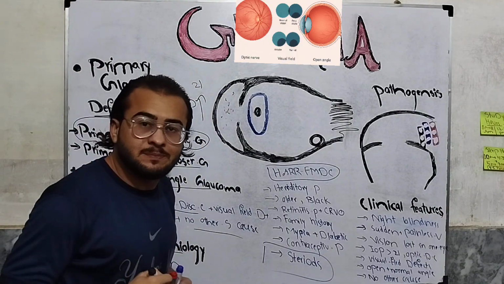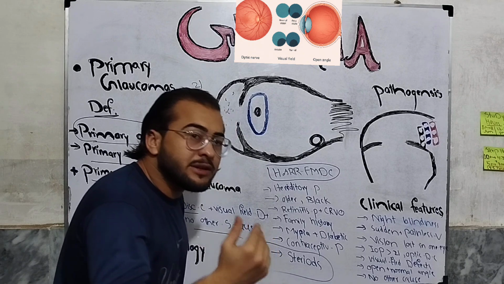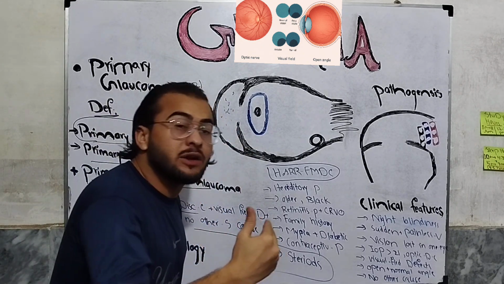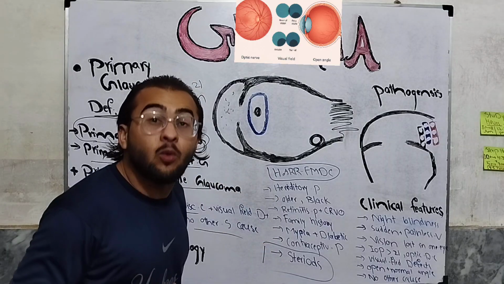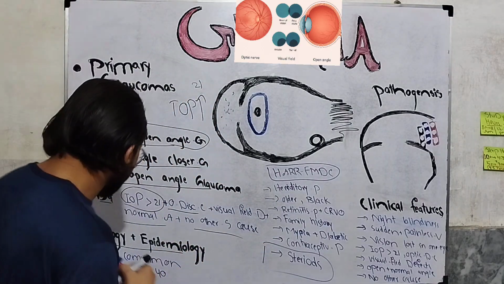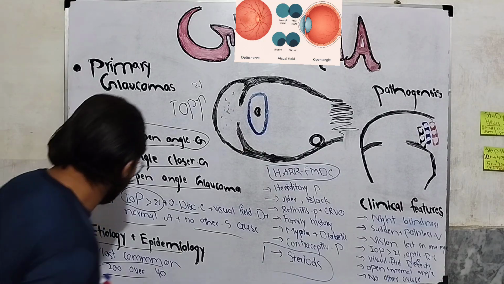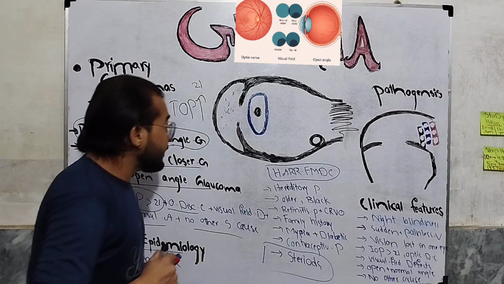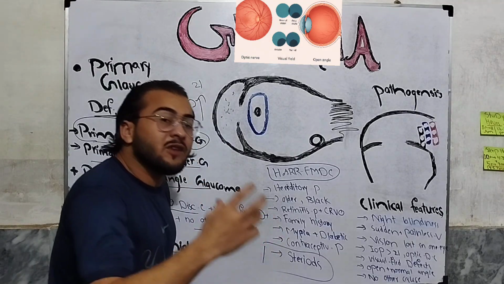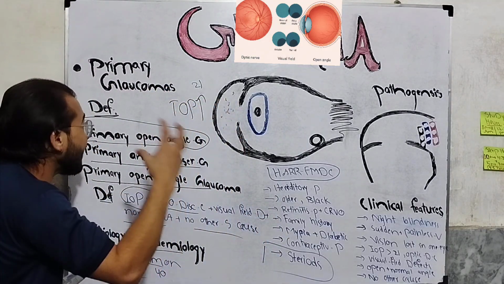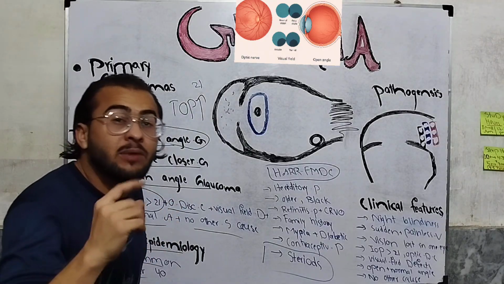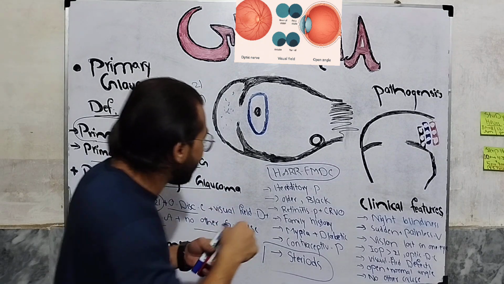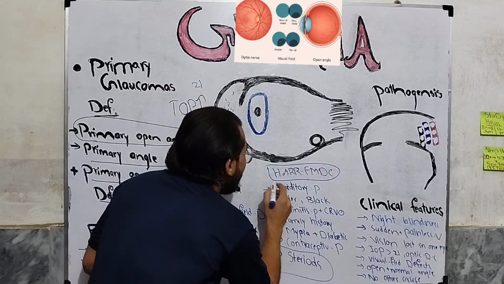Etiology and epidemiology. Remember, it is the most common type of glaucoma, and out of every 200 individuals, 3 people over 40 years of age are involved. The other etiological factors that can cause primary open-angle glaucoma can be remembered by a mnemonic called HER-FMDC.